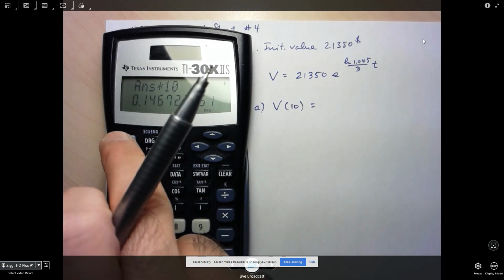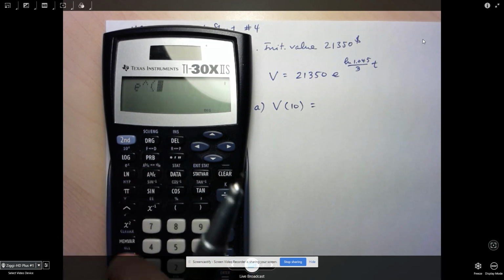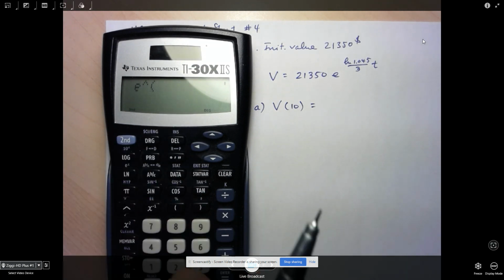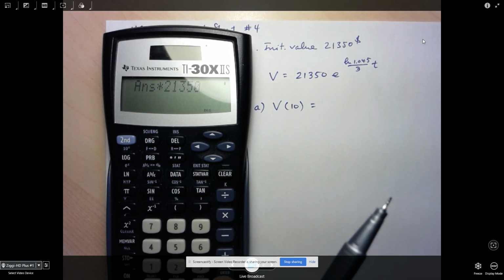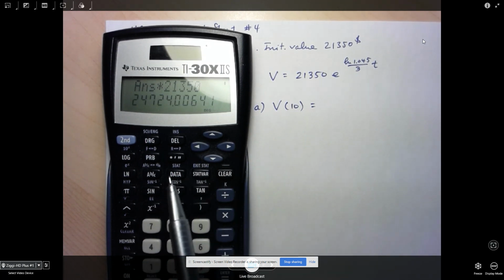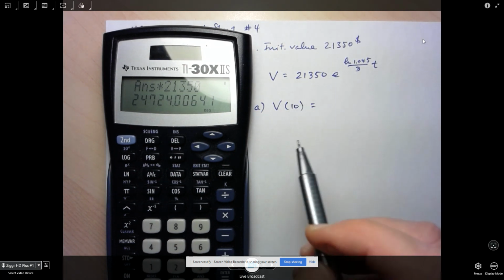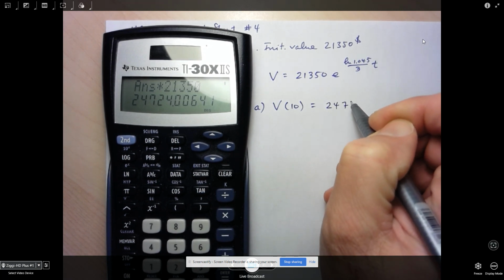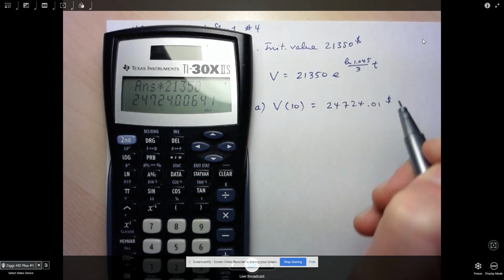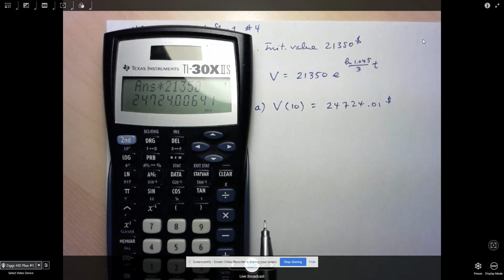Now I'm going to take the exponential function base E of that answer, and that gives me 1.158, and multiply it by 21,350. This is why it's good to really feel comfortable with using the calculator, so you can use all the features instead of having to try to input all this in one step. So here what do we have? We have $24,724.01. So that's the value after 10 years.